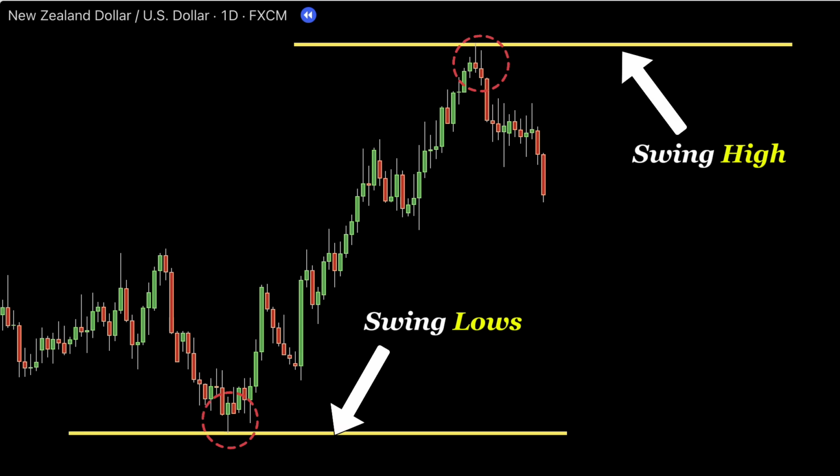When marking these levels, focus on the most obvious highs and lows visible on the higher time frame. These areas represent points where buyers or sellers entered aggressively, making them more likely to influence price again in the future. Extreme swing points often act as natural barriers in the market.